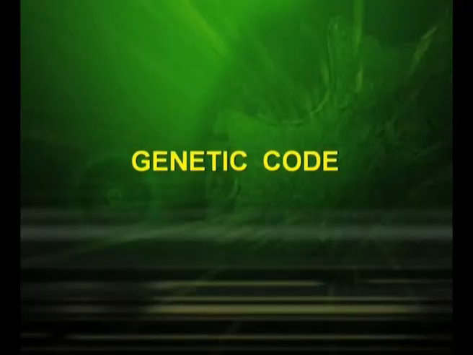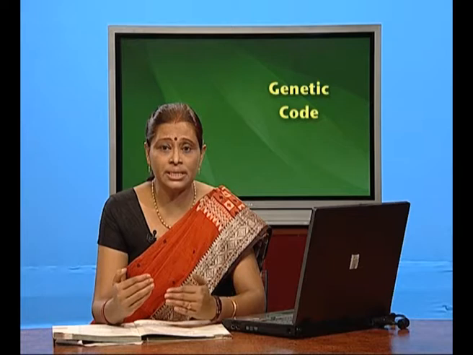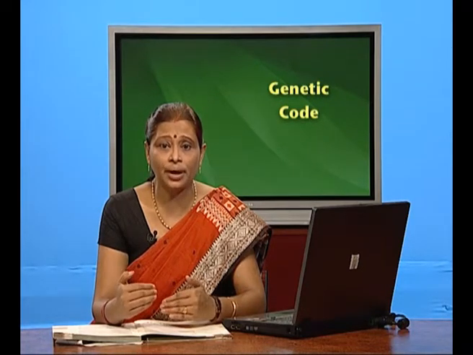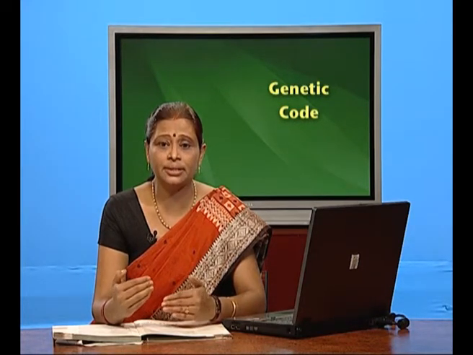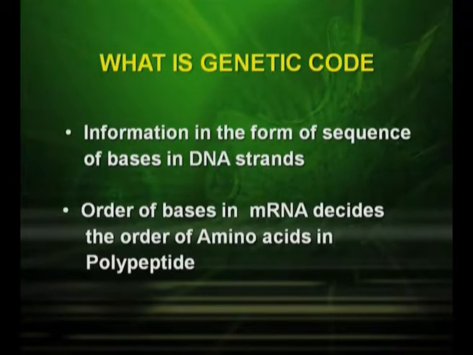Now let us study about the genetic code. Let us go back to the central dogma, where it states that DNA forms RNA and RNA forms protein. From DNA to RNA, we have just studied the transcription process, and from RNA to protein, it is called translation. So that means if there is a change in the DNA or RNA, there will be a change in the amino acid in proteins. So now let us try to define what is a genetic code.